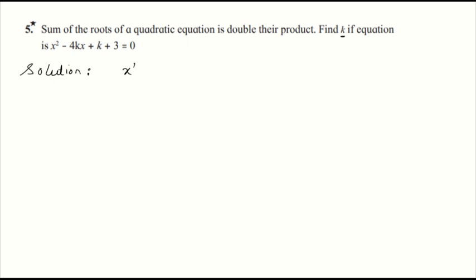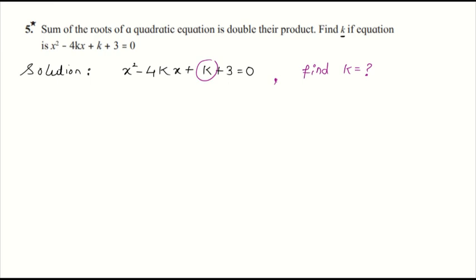It is x square minus 4kx plus k plus 3 is equal to 0. So here we need to find k. Find the value of k. That is, k is equal to how much? So that means there is some value. k can be 1, k can be equal to 2, k can be equal to 5, k is equal to 8, anything. So that means k is nothing but a number.